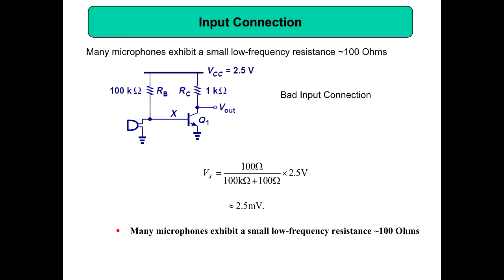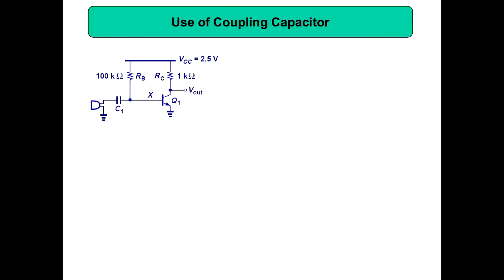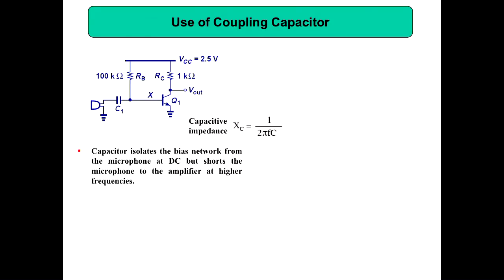And then finally, because of this small microphone output impedance, we will go for a coupling capacitor. When you put the coupling capacitor, you are isolating the DC part. So the AC signal can pass through, but DC cannot. The coupling capacitor is preventing forming a voltage divider. Because capacitor impedance equals 1 by 2 pi FC, the capacitor isolates the bias network from the microphone at DC, but shorts the microphone to the amplifier at high frequencies.